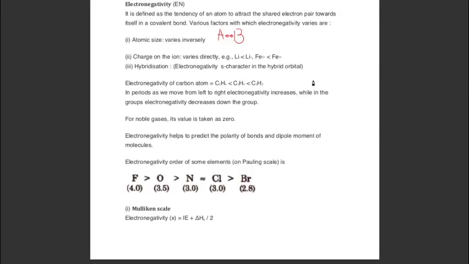So in this video, I have discussed with you electron gain enthalpy and electronegativity. In my next video, I will discuss valency, melting point, boiling point, metallic character, non-metallic character, and diagonal relationship.